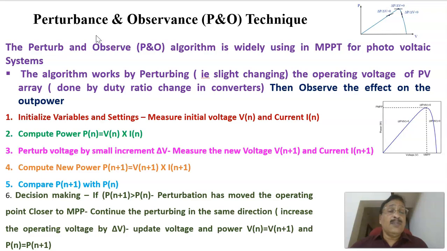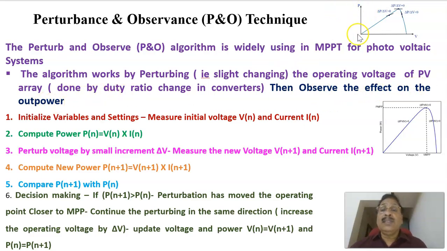There are different types of MPPT control algorithm, of which I am going to explain the perturb and observe, P&O, algorithm to extract maximum power from the solar panel. The P&O algorithm is widely used in MPPT for photovoltaic systems. This algorithm works by perturbing, that is slightly changing, the operating point of the PV array through a duty ratio change in the converter, then observing the effect on the output power.